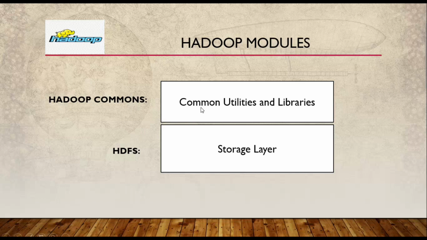First one is Hadoop Common. Hadoop Common provides common Java libraries that can be used across all modules. Next, HDFS or Hadoop Distributed File System, a distributed file system that runs on standard or low-end hardware. HDFS provides better data throughput than traditional file systems, in addition to high fault tolerance and native support of large datasets.